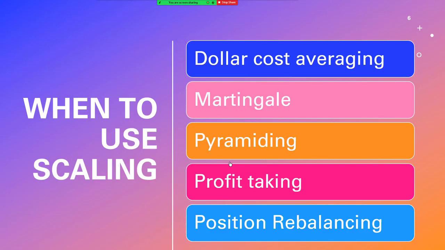Some examples of when we might use scaling: dollar cost averaging. That's buying as the market's falling to get a cheaper average price in the hope that the market will eventually rise and you'll have a far better entry price than you would have otherwise. Martingale, which is basically a casino strategy, but used by many traders, some in the crazy FX markets as well, where you get into a position, and if it goes against you, you double your bet, and keep doubling your bet in the hope that when it moves in your favor, you get out at break even at a far lower price.